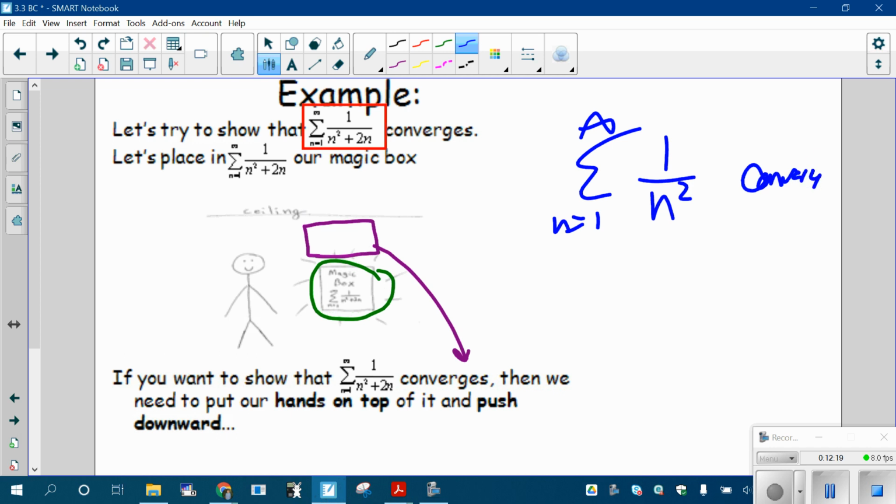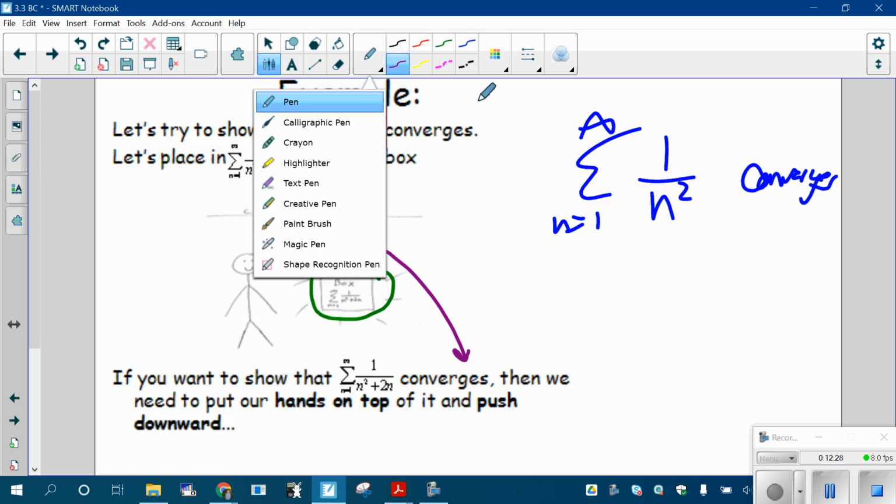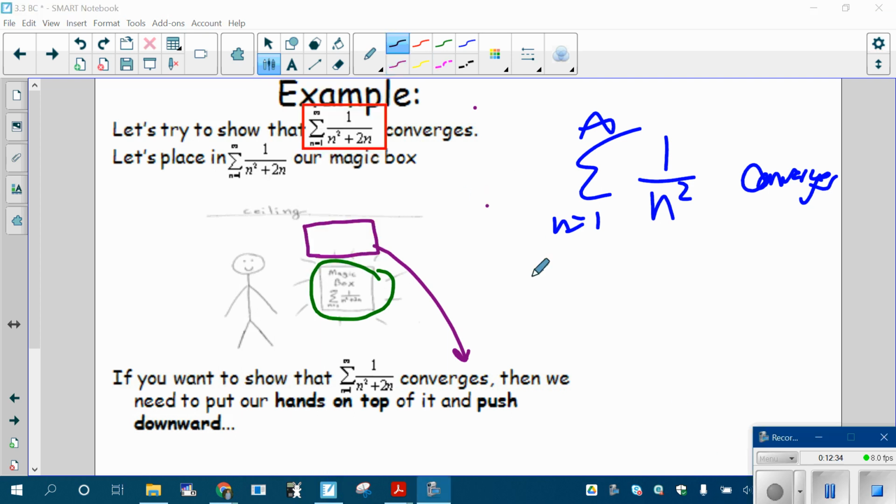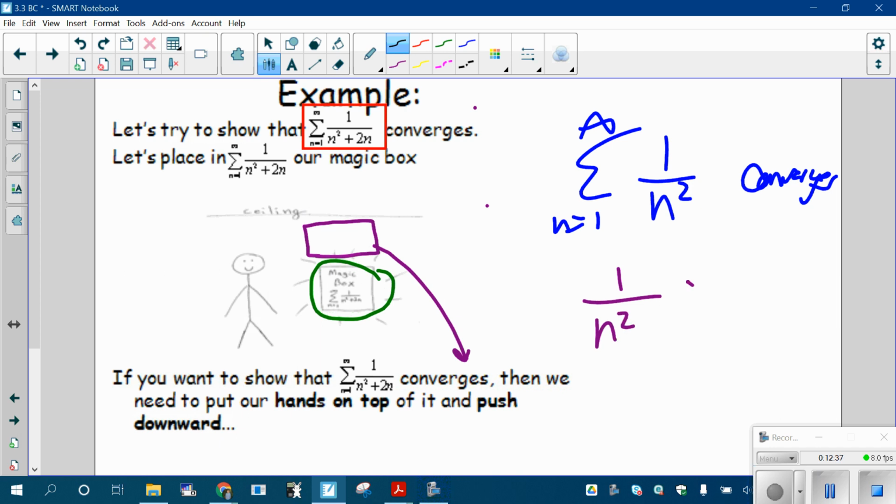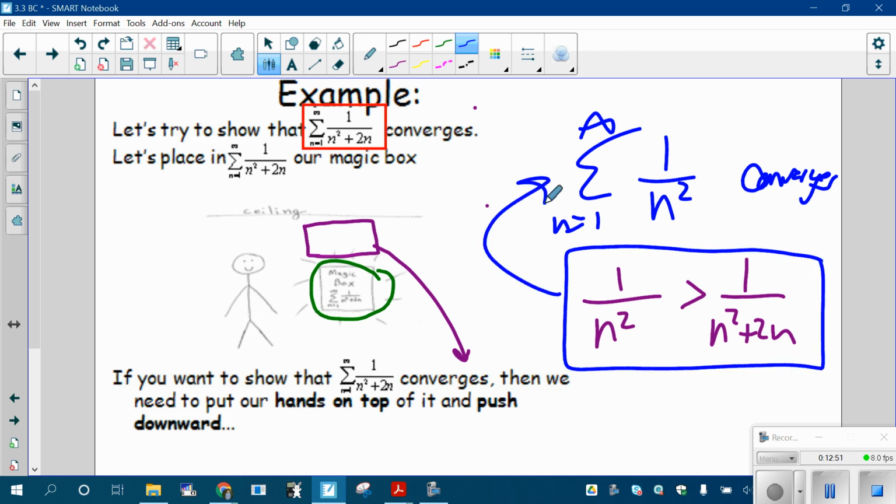But just knowing that it converges doesn't help me. I need to make sure that it's on top of my box, on top of the series that I know. I need to directly compare it. That's why the name is called direct comparison. So I need to verify that 1 over n squared is in fact bigger than 1 over n squared plus 2n. Is that true? Yeah. For positive n values, this has a bigger denominator, which means it's smaller. So because this is true and this converges, I can conclude that this converges, because I'm on top of it and I'm pushing down. Those two conditions have to be met.